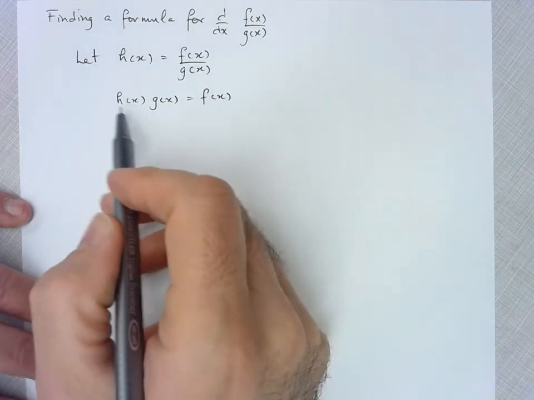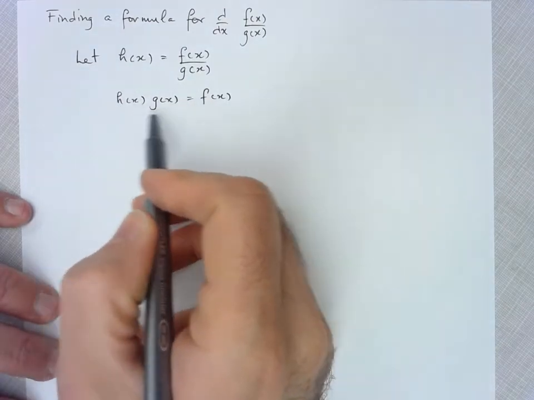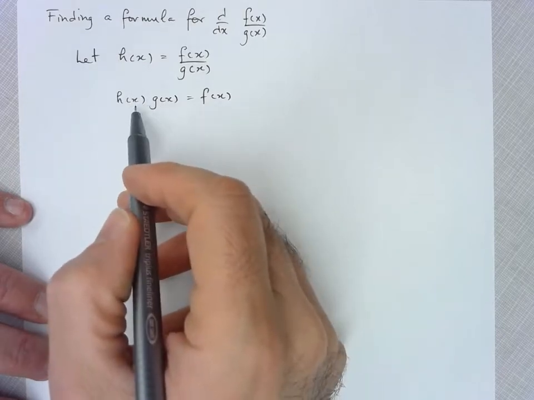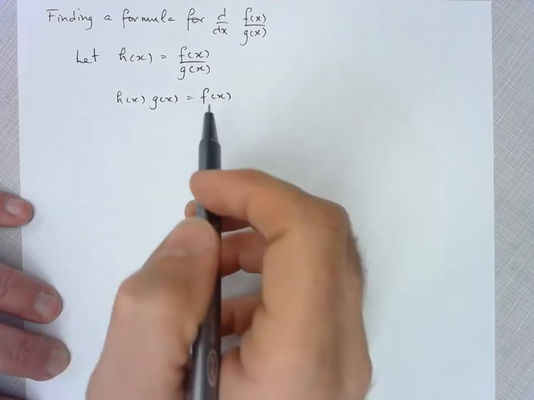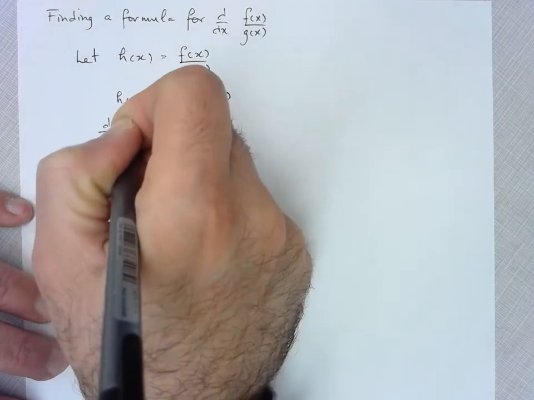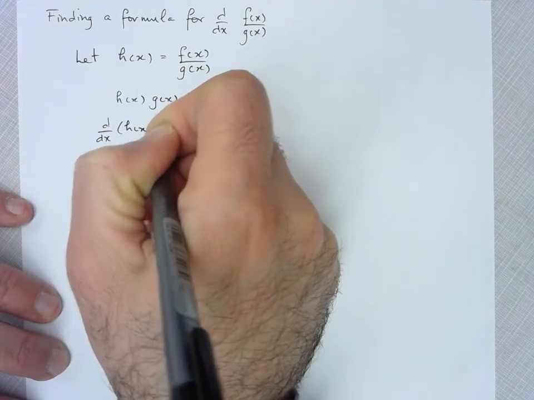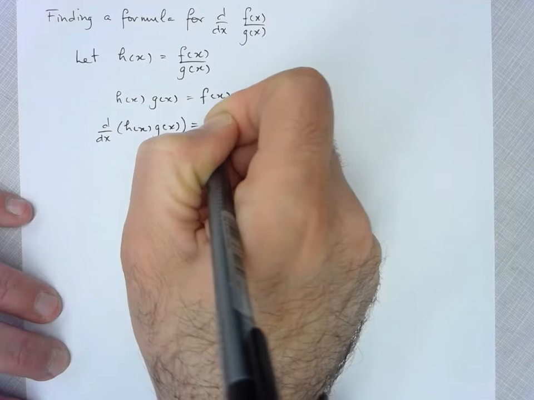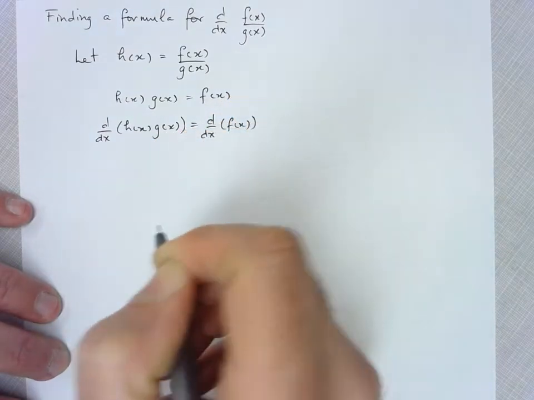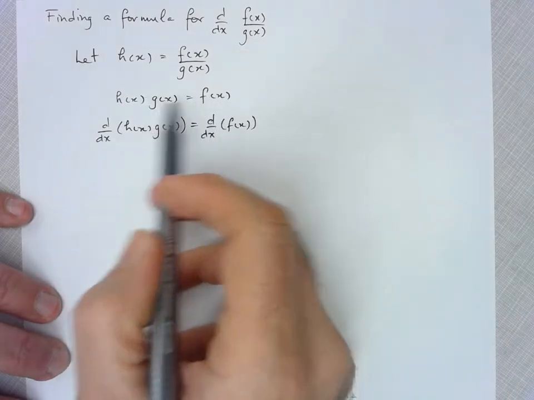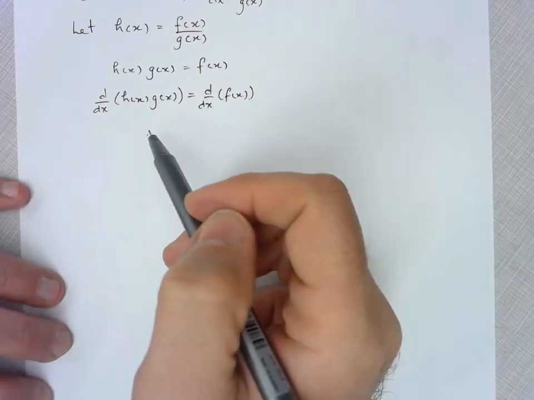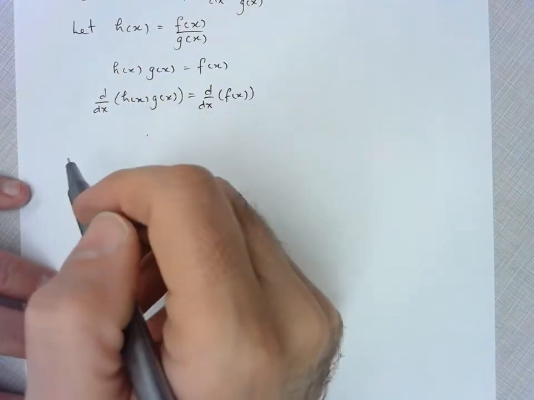What that does is it allows me to work with this product. The other thing I can do, since whatever I do to one side of the equation is legal as long as I do it to the other side, is take the derivative of both sides of this equation. Since these two functions are equivalent, their derivatives are also going to be equivalent. And this now is what allows me to use the product rule.